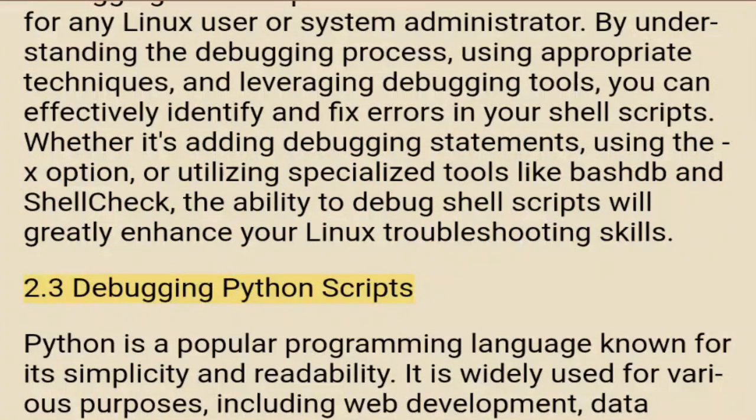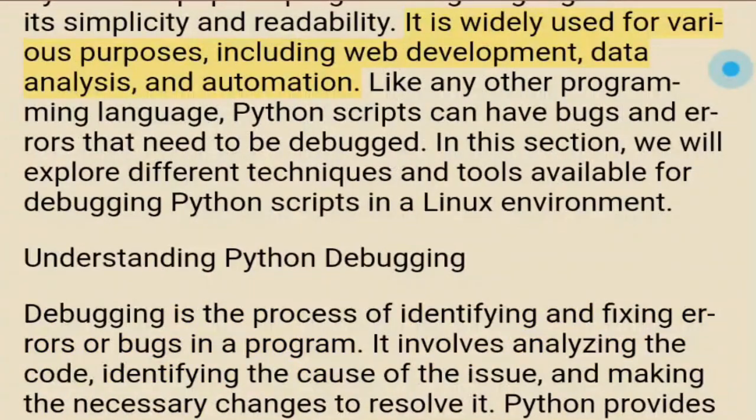2.3 Debugging Python scripts. Python is a popular programming language known for its simplicity and readability. It is widely used for various purposes, including web development, data analysis, and automation. Like any other programming language, Python scripts can have bugs and errors that need to be debugged. In this section, we will explore different techniques and tools available for debugging Python scripts in a Linux environment.